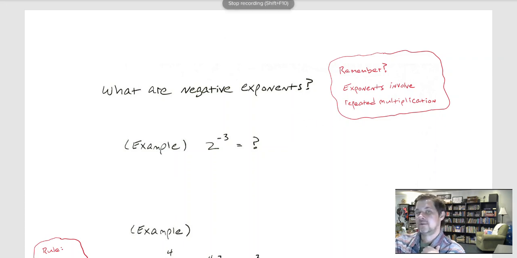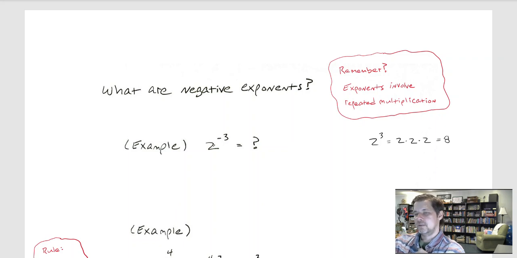So if I had something like 2 to the third power, that means that you take the 2 and you multiply by itself 3 times, like that, and then you would get 8. So it's repeated multiplication. But how would that possibly apply to 2 to the negative third power? How could powers even be negative? I can multiply 2 by itself 3 times, but how do you do something negative 3 times?